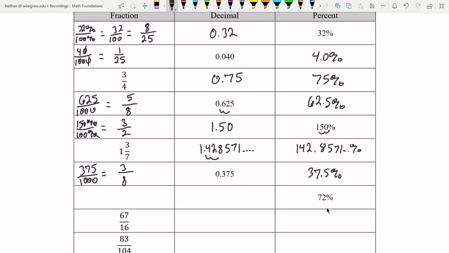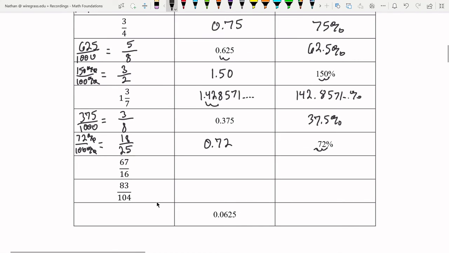All right, 72. 1, 2 spaces, 0.72. And then we can also just take 72 over 100%. Percents cancel. 72 can be divided by, I believe, 4. Yep. And 100 divided by 4 is 25. So that can't be reduced any further than that.